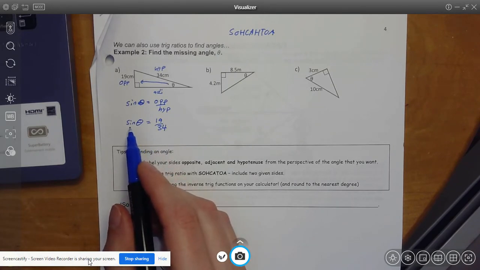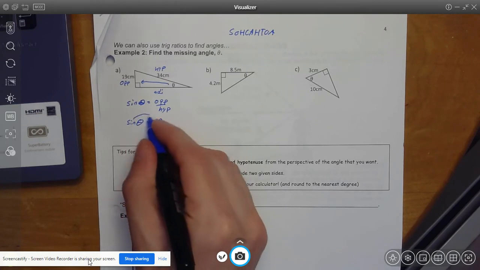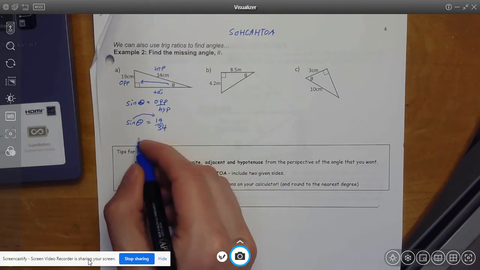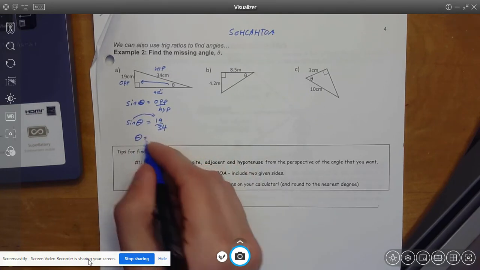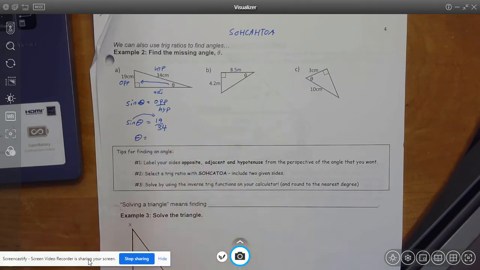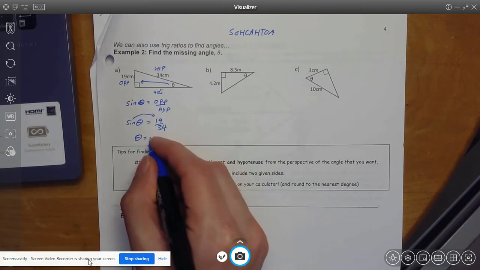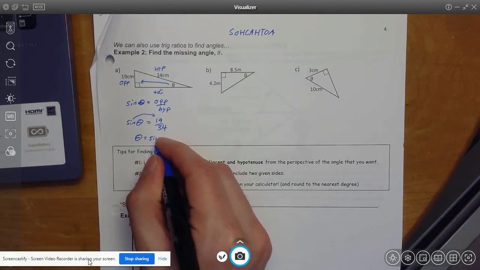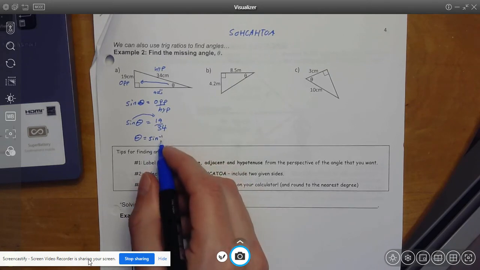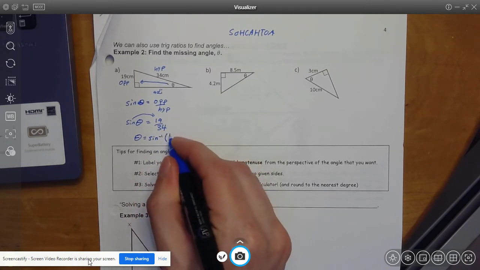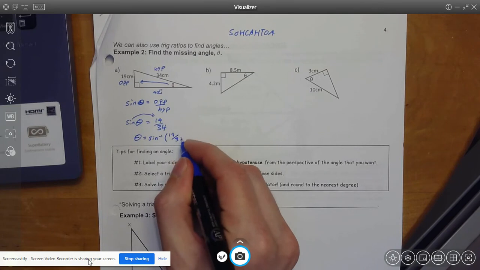Well, I want to move this sine to the other side of the equation. To move from the other side, I need to do the opposite, right? I need to do the inverse operation. The opposite of adding would be subtracting. The opposite of multiplying is dividing. The opposite of square is square root. The opposite of sine is sine inverse. So it looks like sine to the power of -1. So I'm going to take the inverse sine of 19 over 34.